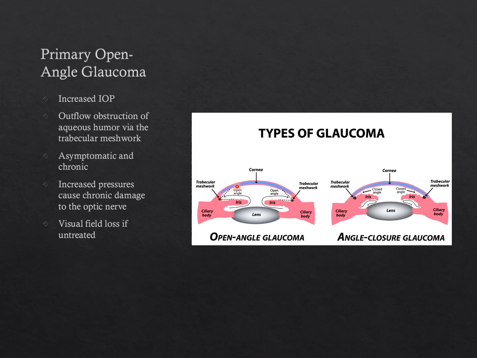So open angle glaucoma is pictured here on the left. So you can see that there's that large angle, and the aqueous humor is able to travel from the posterior chambers through the pupil into the anterior chambers, and it makes its way towards that trabecular meshwork. But within that meshwork itself, there's some sort of outflow obstruction that blocks the movement of that aqueous humor. And so it starts to build up and increase the pressures within the eye. The other picture is angle closure glaucoma, which we'll talk about on the next couple of slides.